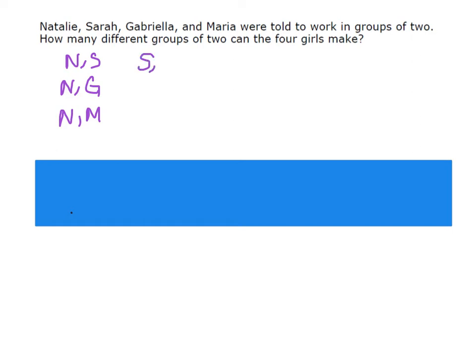I don't want to do Sarah and then Natalie because they were already a group over here. So those aren't two different groups. They're still the same pairing. However, I don't have Sarah with Gabriella or Sarah with Maria. With Gabriella, I already have a group with her with Sarah and with Natalie. So Gabriella and Maria are the only ones left. These are 6 total different groups they could make.